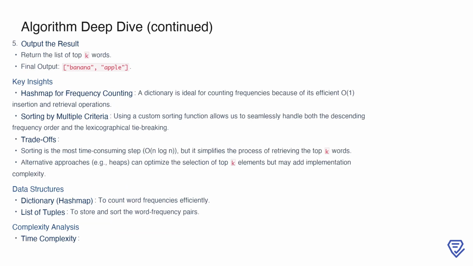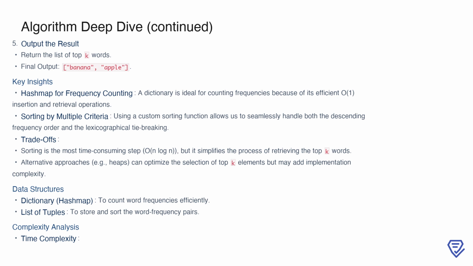After sorting the words, the next step is to extract the top k words from the sorted list. This is straightforward, we simply take the first k elements from the list. For our example, where k equals 2, the first two words in the sorted list, banana, 3, apple, 2, orange, 1, are banana and apple. Thus, the result is banana, apple. This list is returned as the final output.